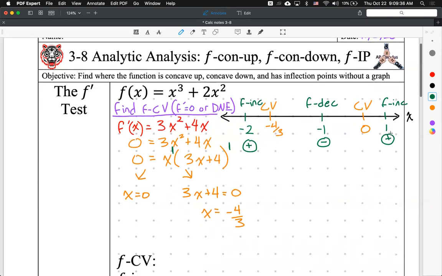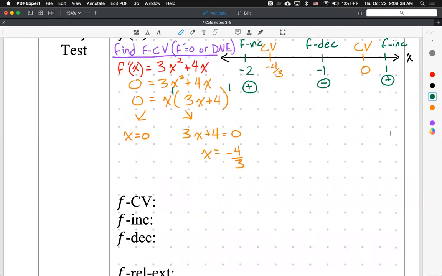Okay, and we come down here and let's start labeling these things. We found a bunch of stuff so far. Our critical values were at negative 4/3 and 0. I should say x is equal to those numbers, sorry. So CVs is x is equal to negative 4/3 and 0. F is increasing on what intervals, Chris?